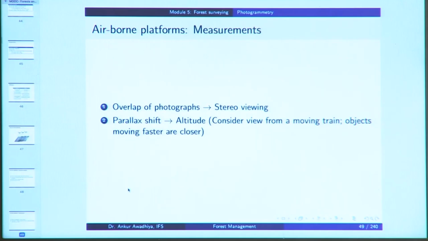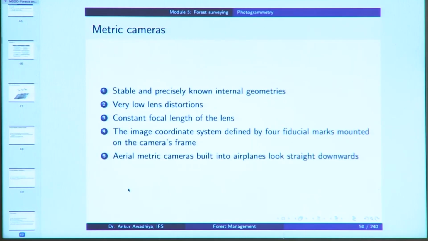Now, in the case of measurements, you try to take a good overlap, so that you are able to have stereo viewing of these different locations, and you can make use of parallax shift to get an idea of the altitude.